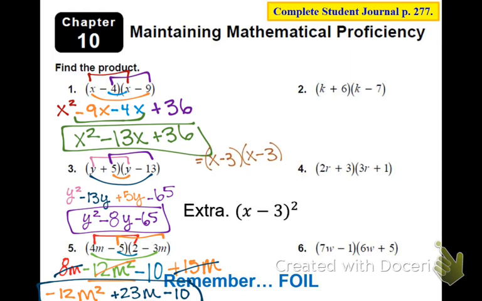All right, so once it's written twice, you do the same exact thing. First would be x squared. Outer would be minus 3x. Inner is minus 3x. And last is positive 9.